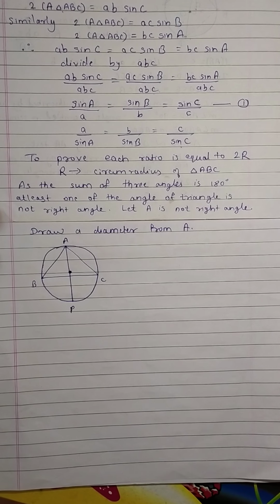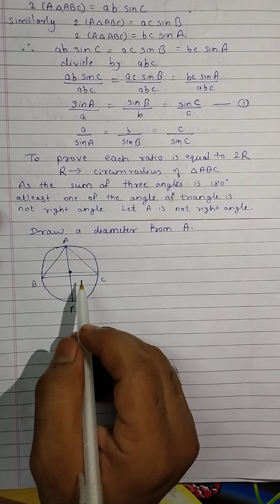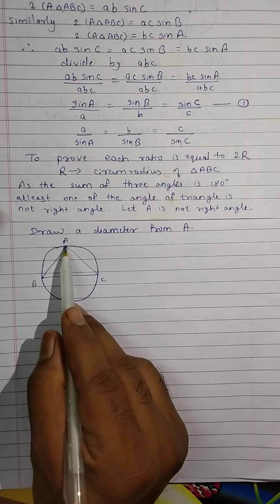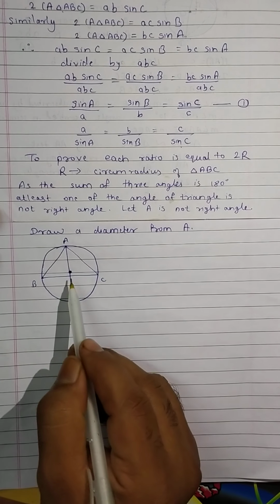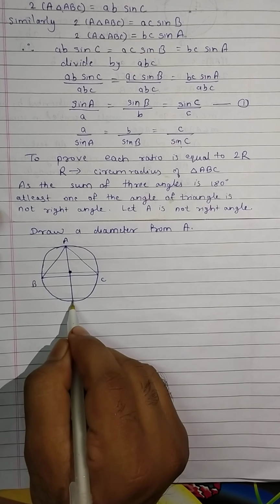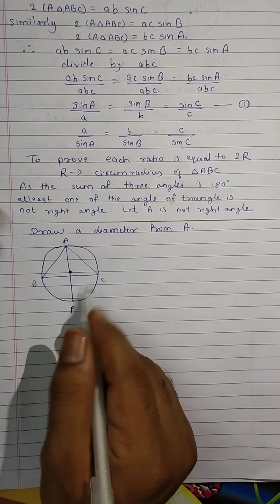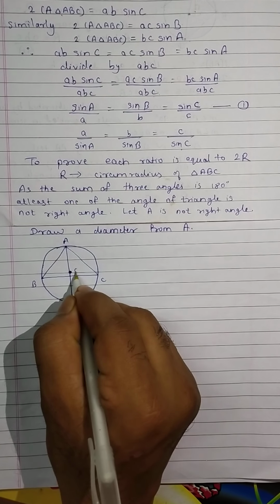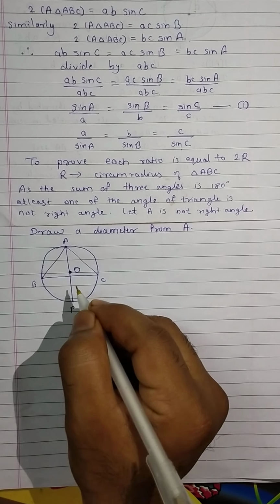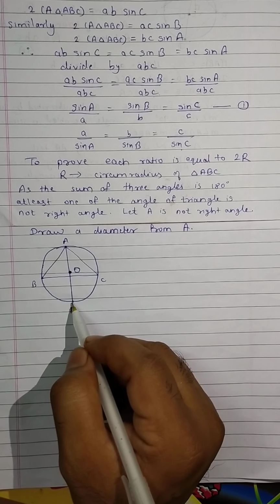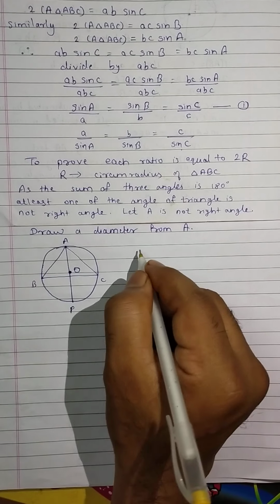For triangle ABC, we have drawn a circumcircle and we have drawn a diameter from vertex A at point P. Let the center of the circle be O. Now we know that OP is the circumradius.